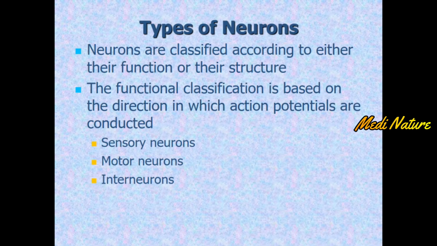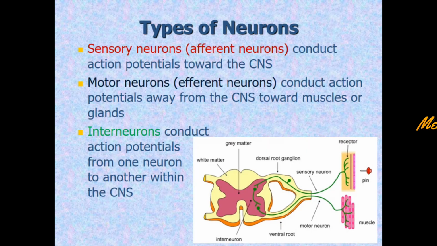Let's see what the different types of neurons are. Neurons are classified according to either their function or their structure. The functional classification is based on the direction in which the action potential is conducted. Those are sensory neurons, motor neurons, and interneurons.